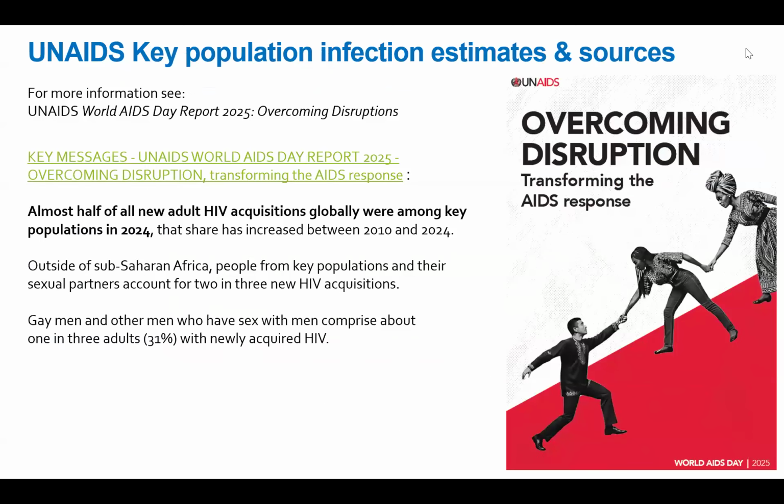And I'll end with just this link to the key population infection size estimates published in the World AIDS Day report, where it was found that globally, still about half of new adult HIV acquisitions are among key populations as of 2024. And that share even slightly increased since 2010. And outside of sub-Saharan Africa, that pattern is even more pronounced, with more infections concentrated in a key population and their sexual partners, with a special probable rise among gay men and other men who have sex with men. Thank you.